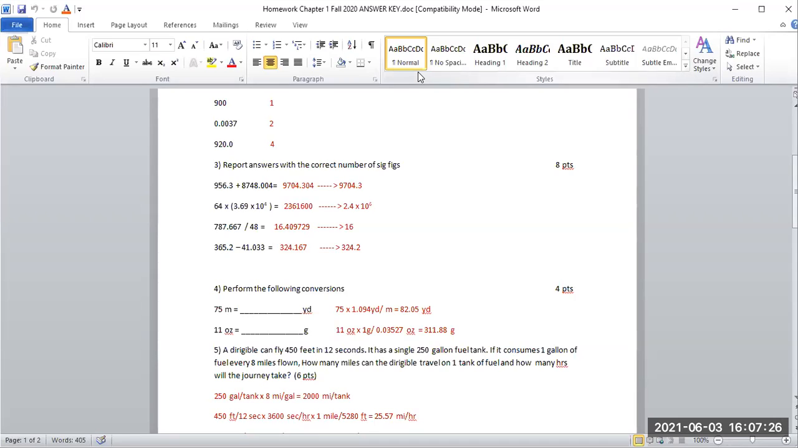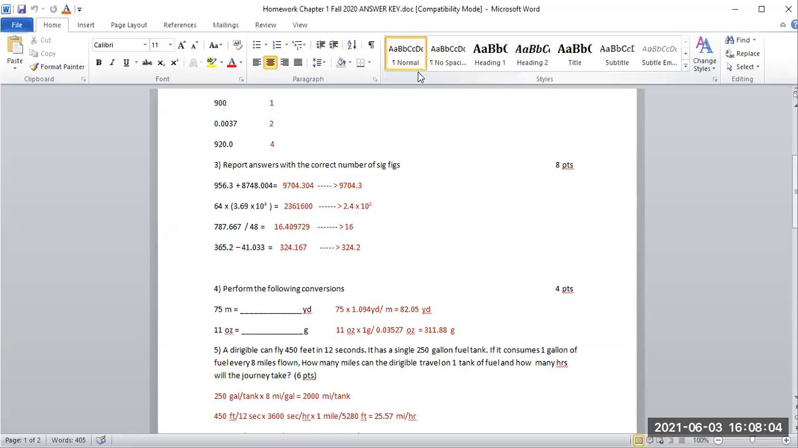For the third one, you have 787.667. So there are 6 sig figs in that number, but you are dividing it by 48. There are only 2 sig figs in that number. Your answer is only permitted to have 2 sig figs. Your calculator is going to give you a lot, 16.409729. You must round it all the way down to 16 so that your answer only has 2 sig figs.